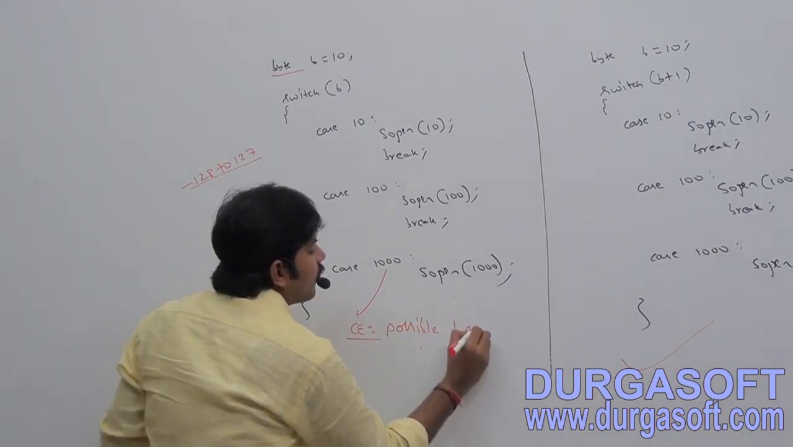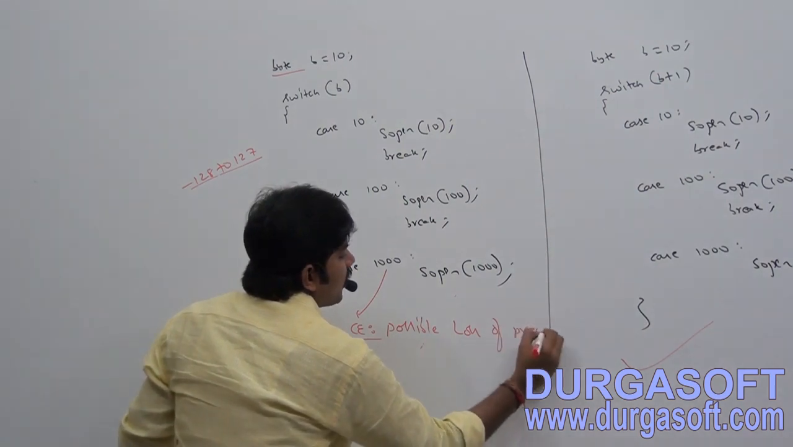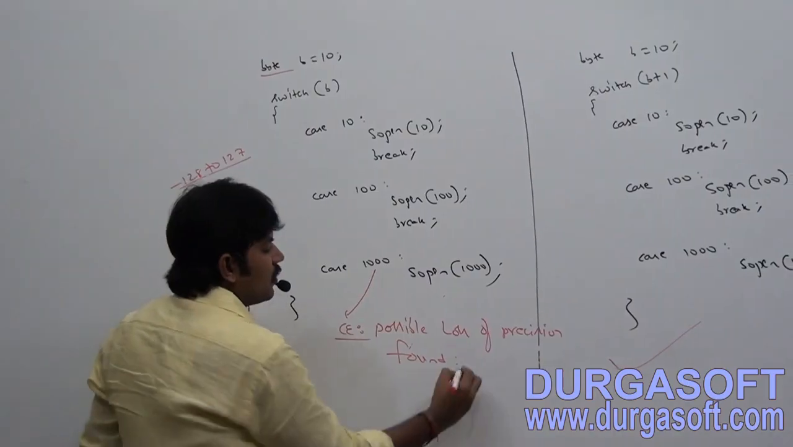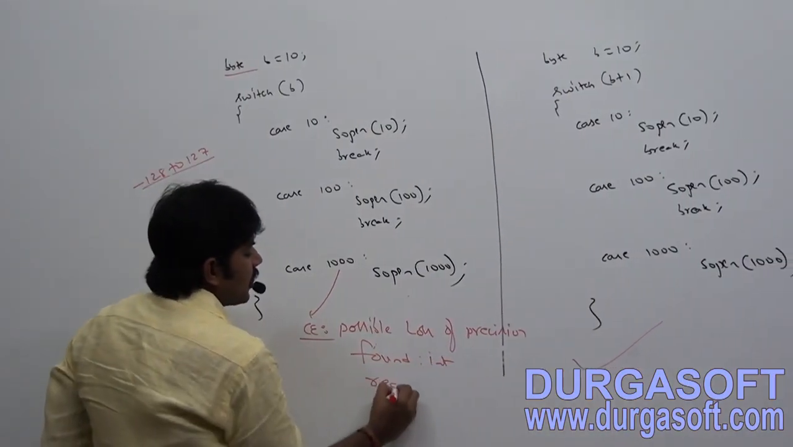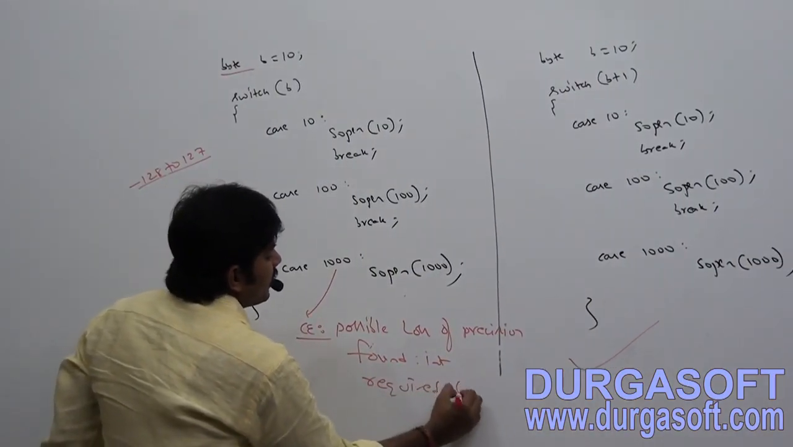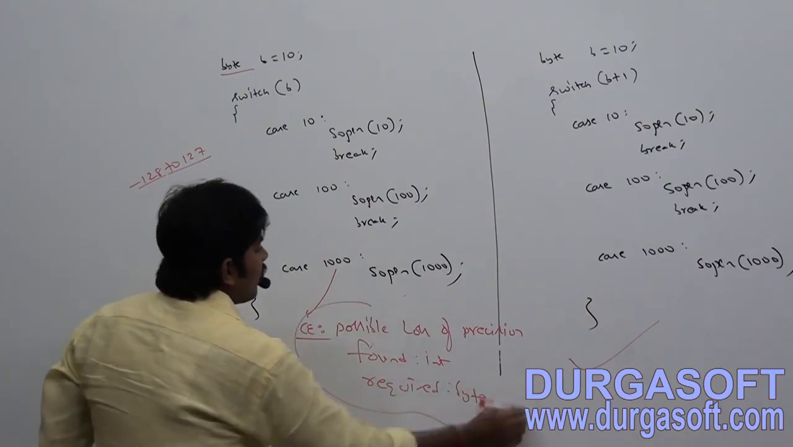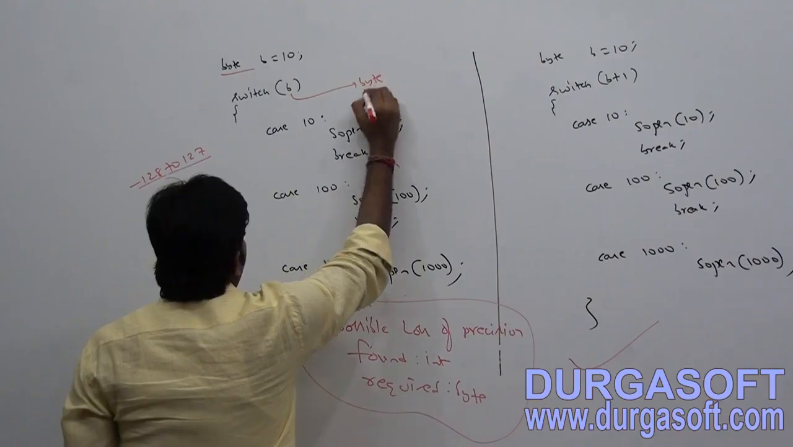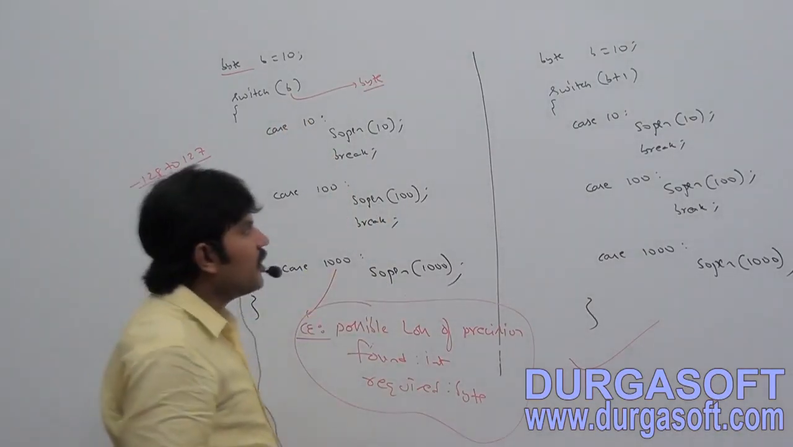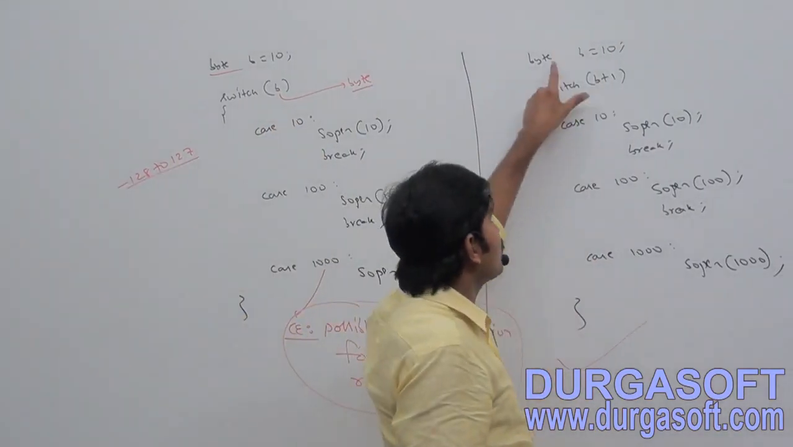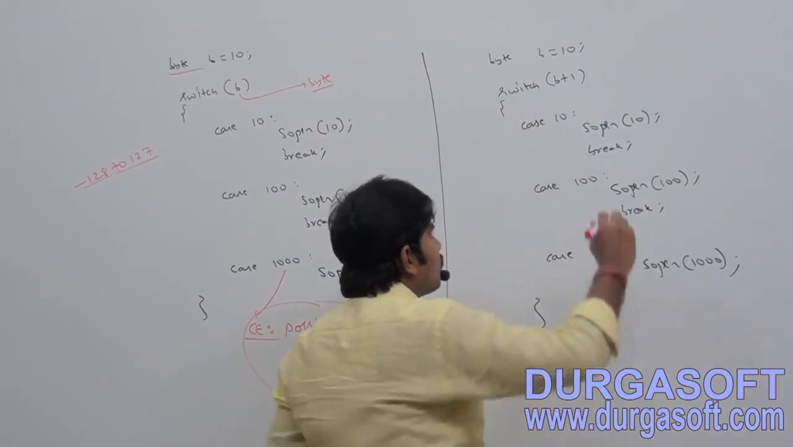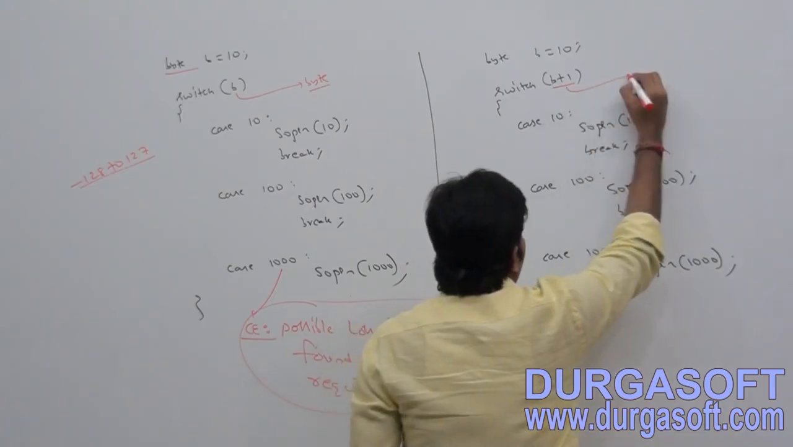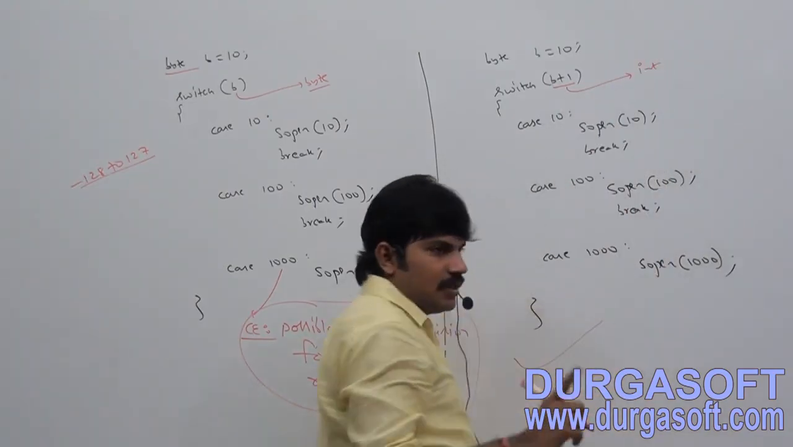Possible loss of precision. Which one is the found? Found int, required byte. Are you getting? Found int, but required is nothing but byte. This one is a byte type, right? But if B is byte type, B plus 1 is what type? Int type. That's why this one is int.